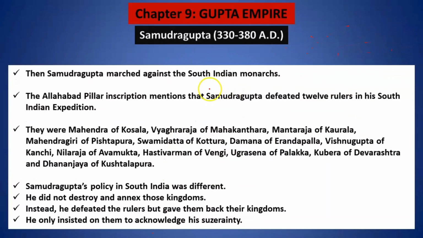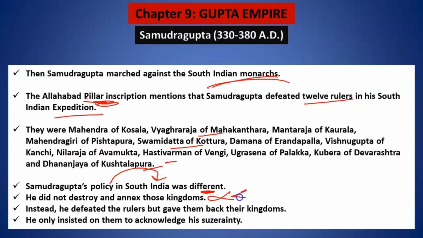Here over here, let's talk about the South Indian kingdoms whom he fought with. Now, it's also mentioned in the Allahabad pillar that he had defeated 12 rulers in the South India. And these are the names mentioned, not important to remember. You can just read it once. Now, as I have already told you, his policy in the South India was different.